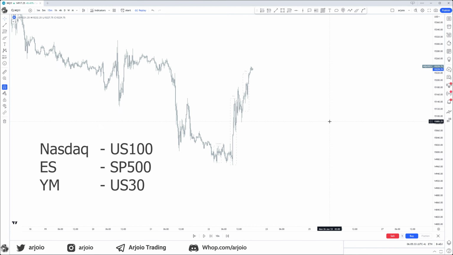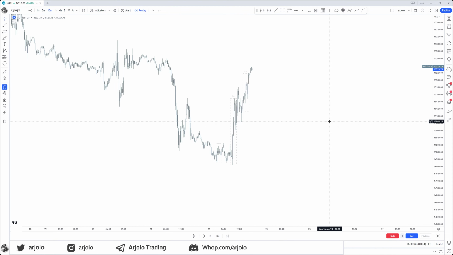That is NASDAQ, of course. That is NQ, the futures contract. Then we have ES, which is the futures contract for the E-mini S&P 500. And then we have YM, which is the Dow or US 30.